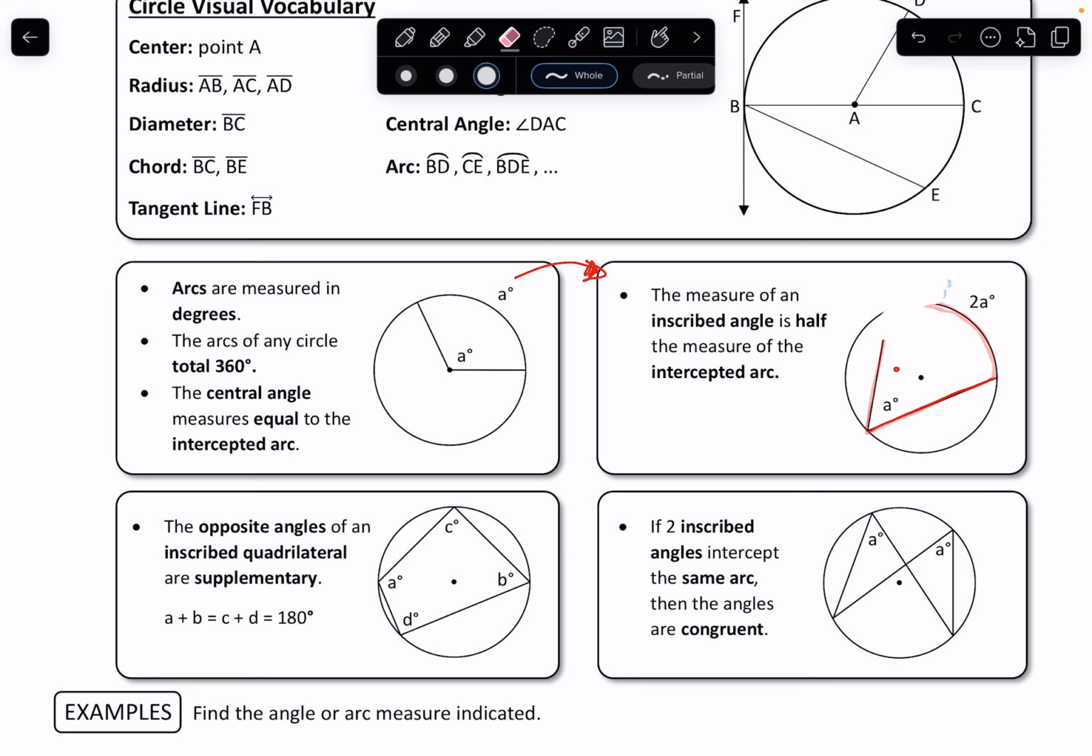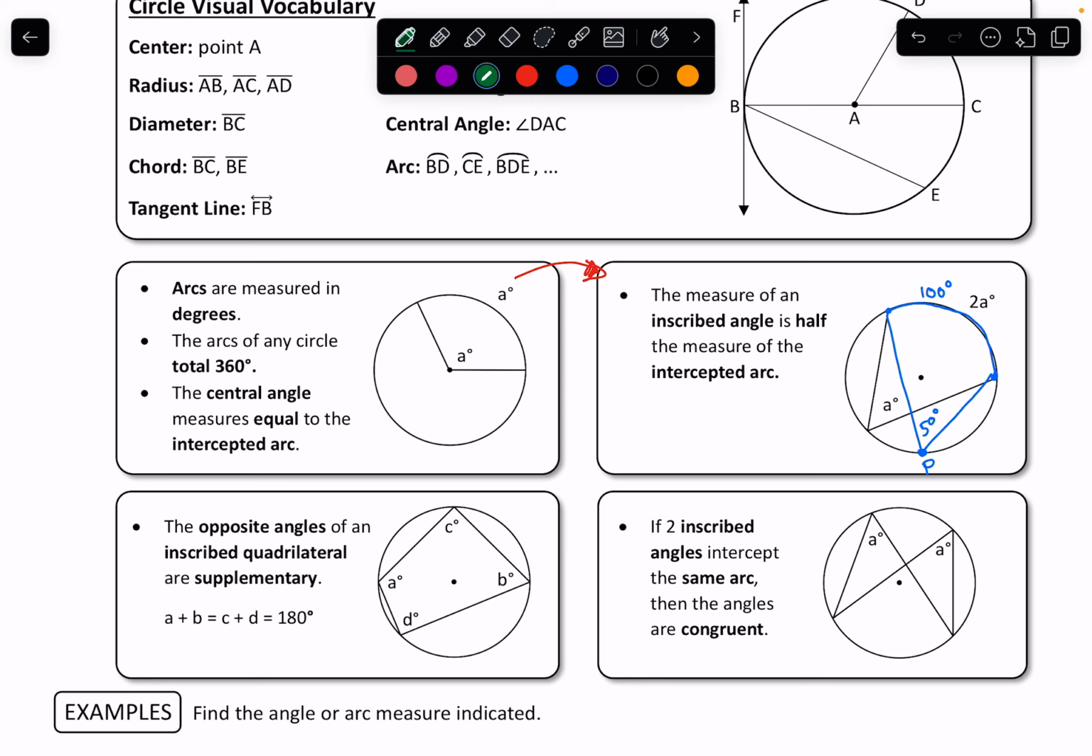Now, here's my favorite use of this rule. Let's say that this arc right here, let's give it a measurement. Let's say that this measurement is 100 degrees. Now, if I were to just pick a point somewhere on the circle, let's call this P over here, and I connect my arc to that point, then I just made an inscribed angle, and it's half of that 100 degrees, so that's 50 degrees.